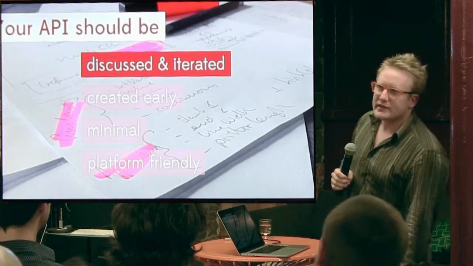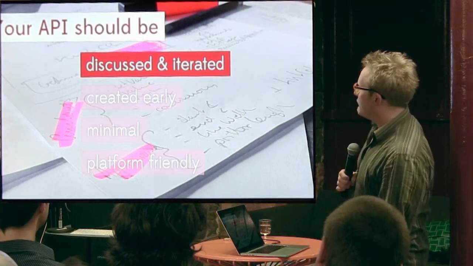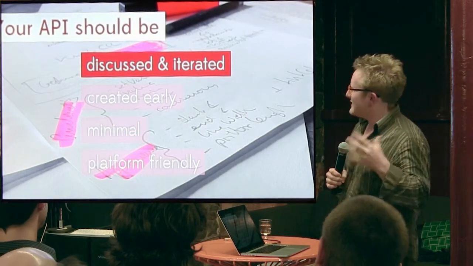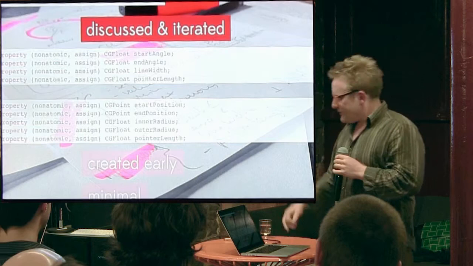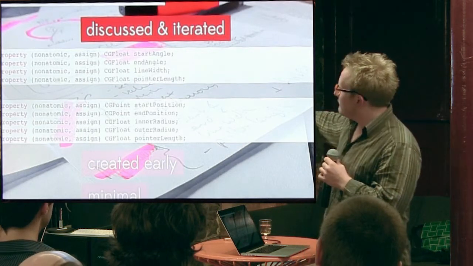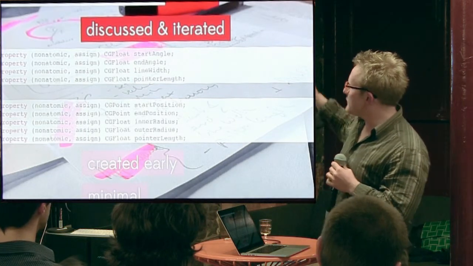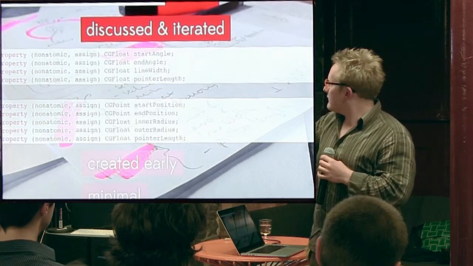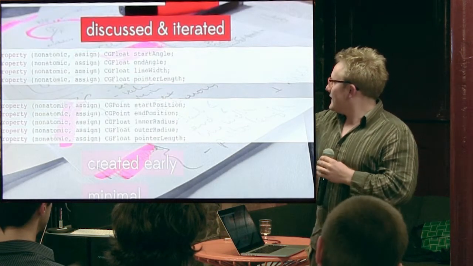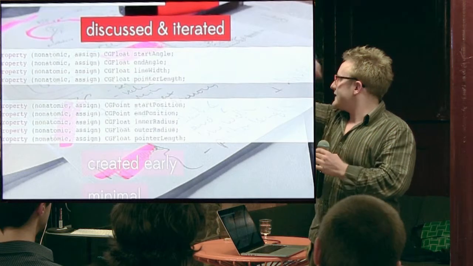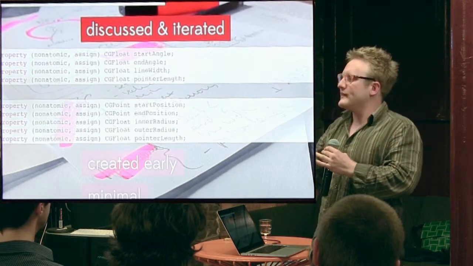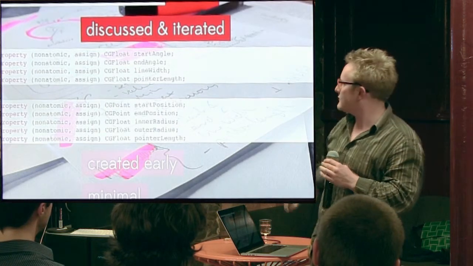Okay, so now having listed some facts about our API, I'm going to tell you what we should do with it. It should be discussed and iterated. What do I mean by this? Well, for the control I showed you before, these are two possible approaches for the way that we visualize it. So the correct way, or the way that I came up with, is that you have a start angle for it, an end angle, and then a width of how wide that little line is and how long the little thing that comes out the side.